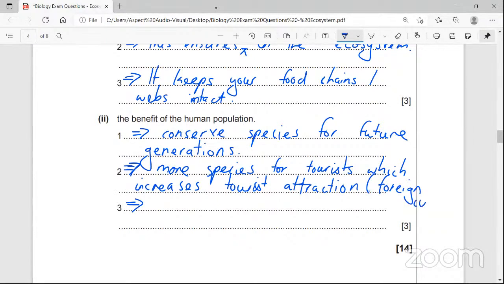Foreign currency. I still don't get it. So, I don't know how to explain it differently. And then yes, creates the employment. Creates employment opportunities. Thank you, JJ. All right, you too.